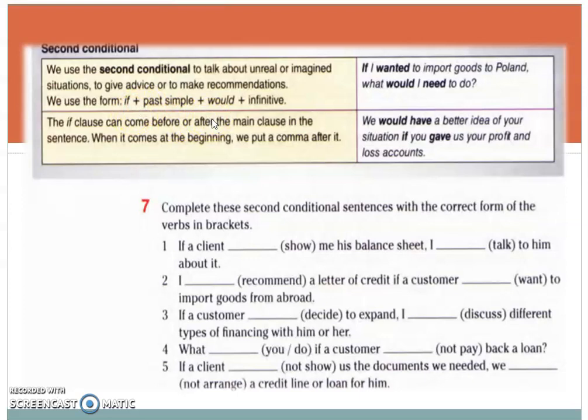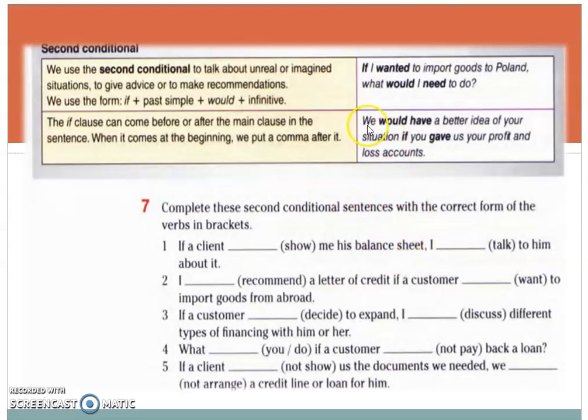Now, there's a note here. The if clause can come before or after the main clause in the sentence. When it comes at the beginning, we put a comma after it. Okay. Again, the if clause can come before or after the main clause in the sentence. But if it comes first, like this here, we need to put a comma.